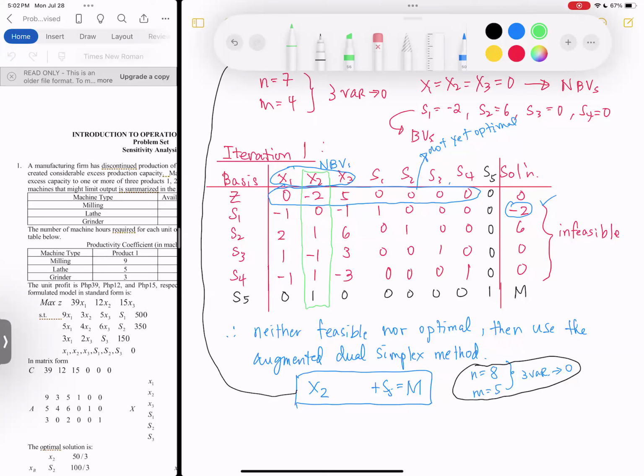Okay, no choice in this problem. There's only one negative coefficient, so your entering variable is really x2. Okay, so that's your entering variable.